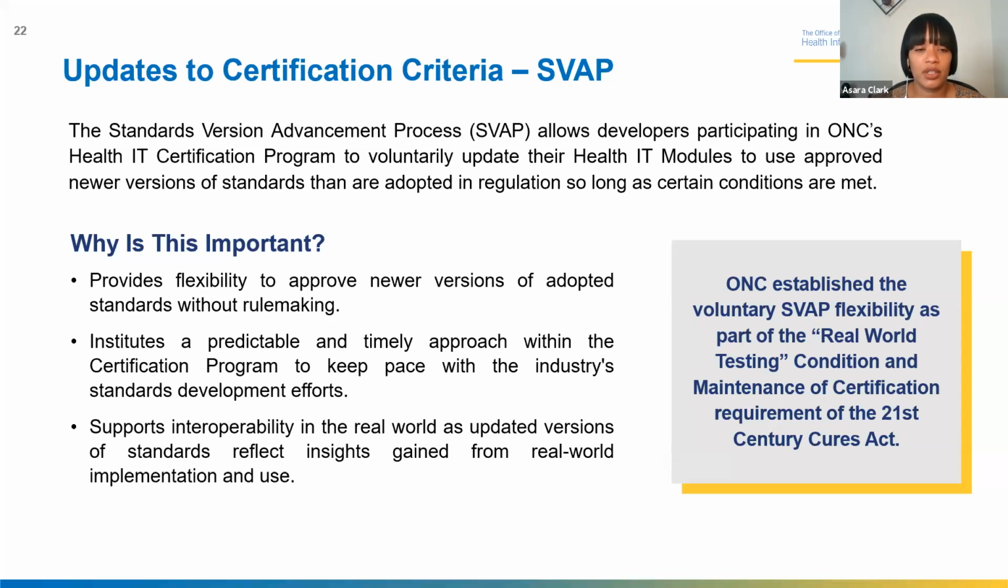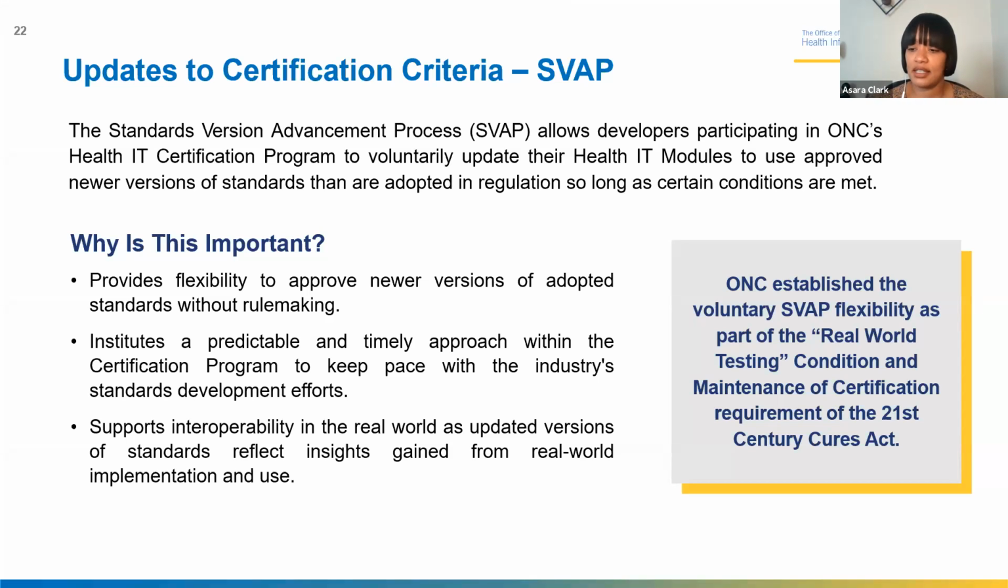And we have heard the developer community, because historically we incorporated standards updates through the rulemaking process, you were not able to upgrade to the newer versions of standards that were moving with the industry, because our program sort of prohibited you from doing so because you had to use the standards that we had adopted and incorporated by reference into our final rules. So we've heard you loud and clear, and we have adopted this flexibility to provide for approval of newer versions of adopted standards without rulemaking.